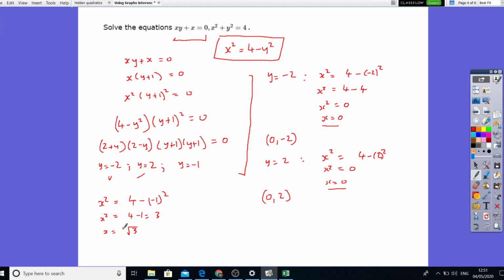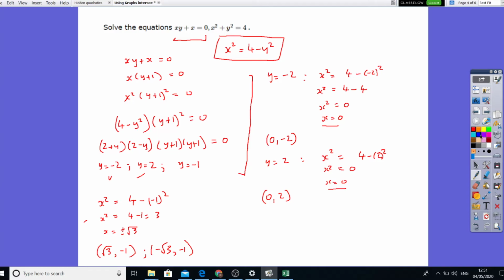And don't forget, I get plus or minus when I square root 3. So therefore, I'm going to get 2 roots here. I could get positive root 3 when y is minus 1, and I could also get negative root 3 when y is minus 1.